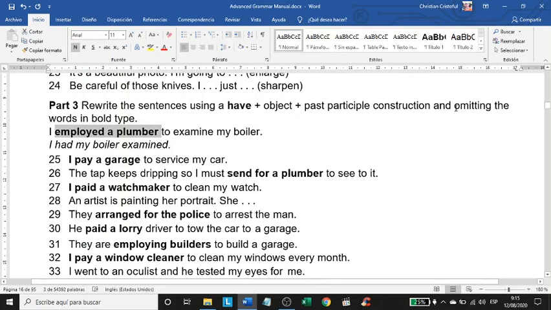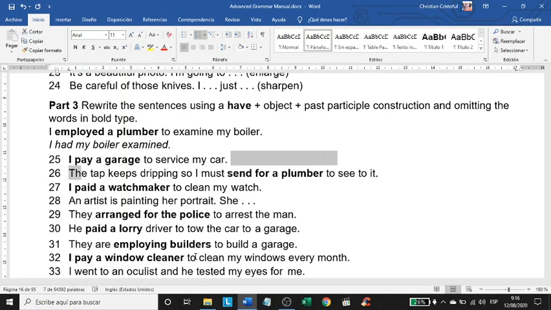And I need to omit the words in bold type. So instead of writing employed a plumber, I'm supposed to change it. I had my boiler examined. Okay. By a plumber, right? So this is a formula that I did not follow the other day. I pay a garage to service my car. I had my car serviced.